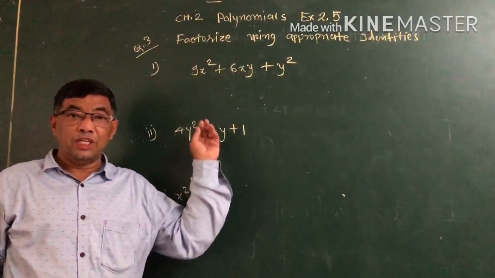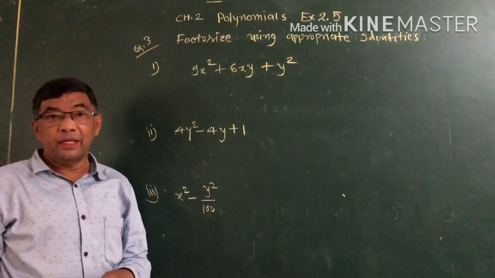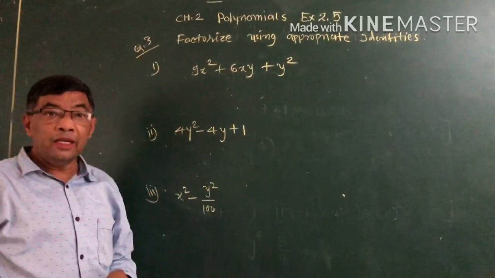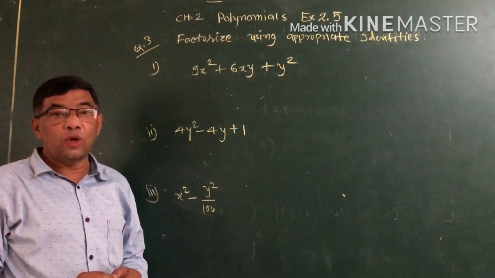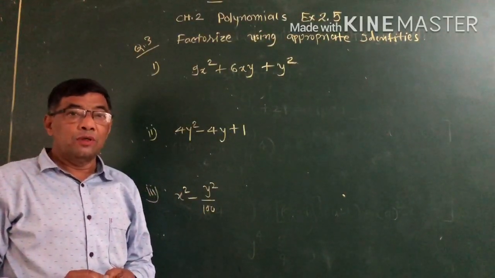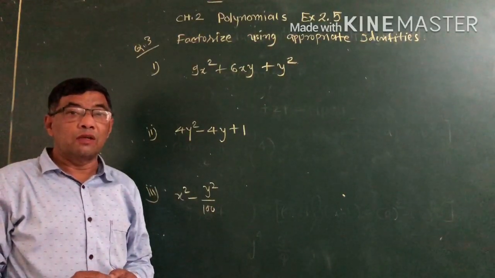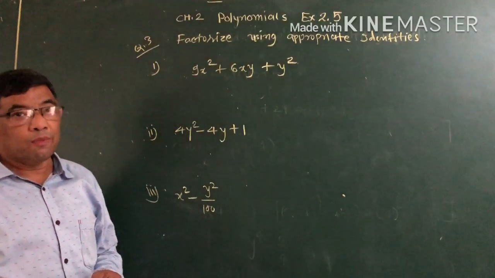Now we see question number 3. Factorize using appropriate identity. So once again we have to use the identity. That identity is (a + b) whole square equals a square plus 2ab plus b square. So here as a question, a square plus 2ab plus b square is given to us and we get the answer (a + b) whole square.